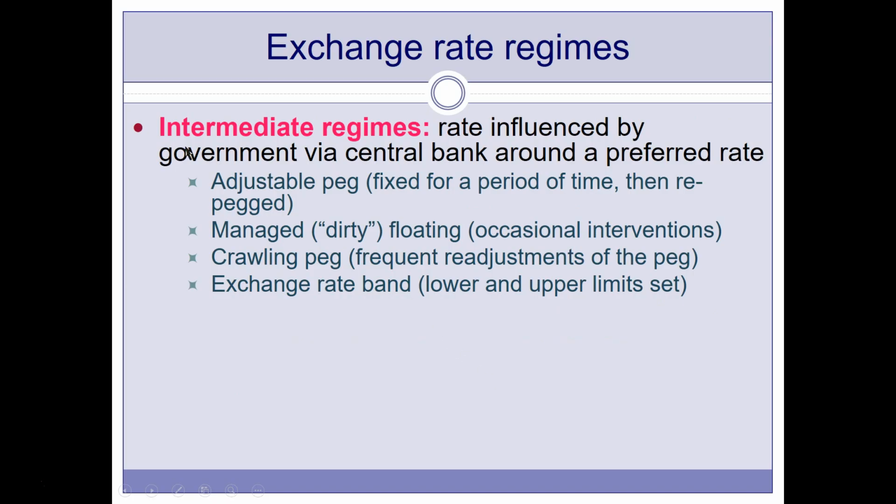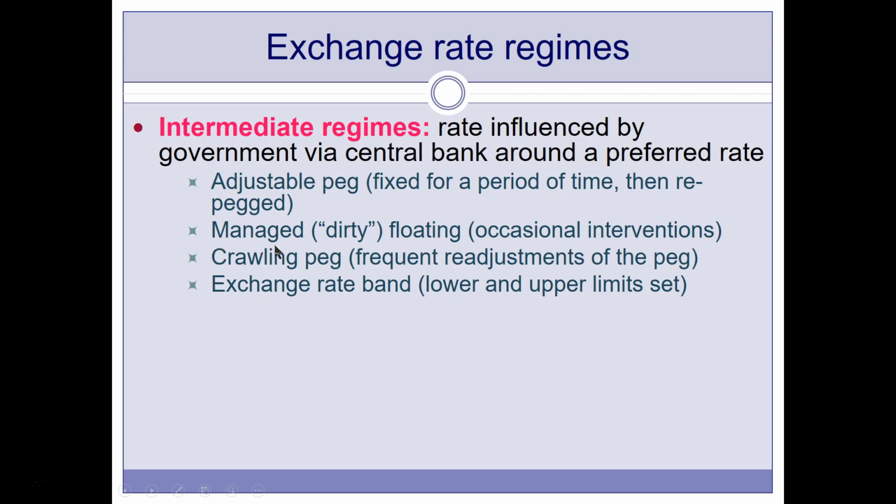Some countries do select intermediate regimes. In other words, this is the situation when the rate is influenced by the government or central bank around a preferred exchange rate. The exchange rate fluctuates around a particular value, around a particular level. However, significant fluctuations are discouraged. And this again can take different forms. For example, an adjustable peg. This is the situation when an exchange rate is fixed for a certain period of time and then reevaluated and repegged at a new level which better suits the new macroeconomic environment, the new situation in the country.